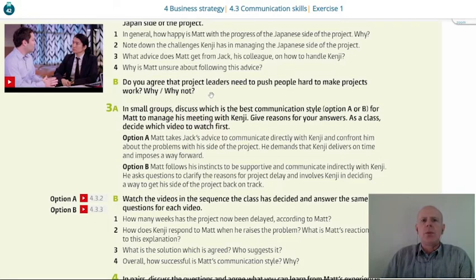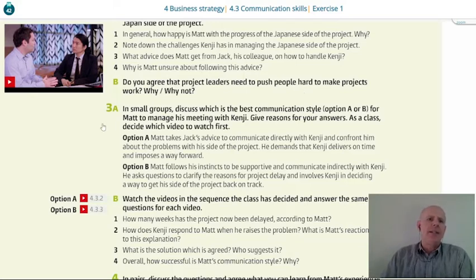Do you agree that project leaders need to push people hard to make projects work? Does it happen in your company, in your school, in your family? Push people hard. Hey, we are late. Go for it. Have you done this?